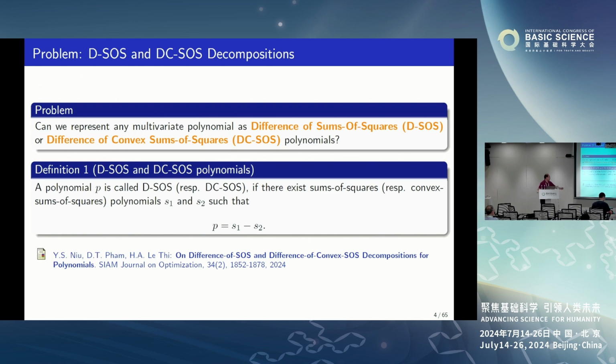Formally, we can define the problem using two sums of squares polynomials s1 and s2, whose difference gives the decomposition of any polynomial p. The definition and properties are studied in our recent paper published in a journal on optimization. Here I will not cover all of them, but give you some major results and some decomposition algorithms.